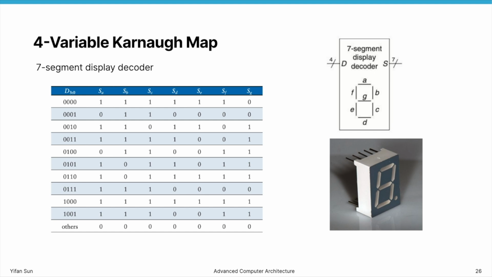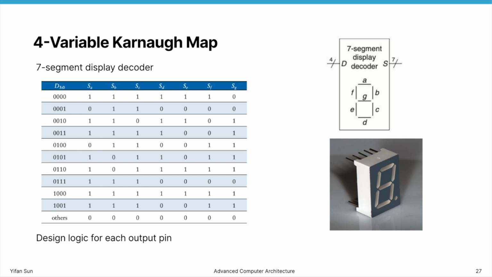4 inputs, and 7 outputs, right? So how can we design this type of combinational logic? And the rule is, do not consider others. When we design SA, segment A, we only consider SA. When we design SB, we only consider SB. Do not consider others. Consider the output bit by bit. Okay? So design logic for each output pin and consider each output pin as an individual requirement.